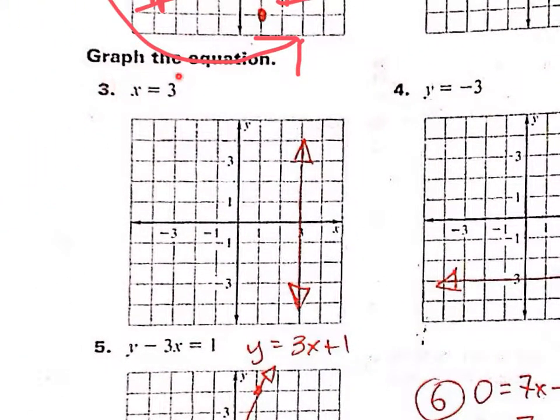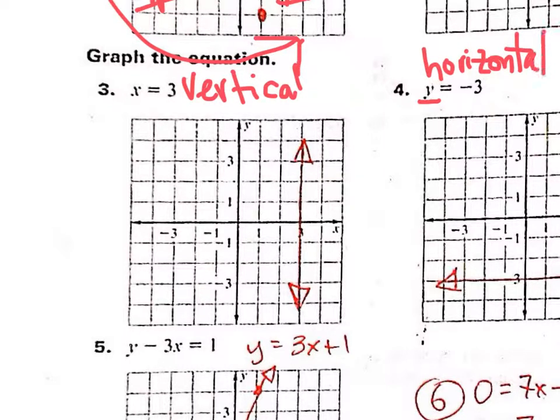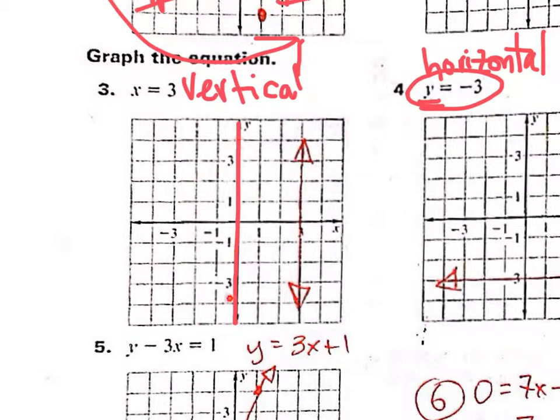So x equals 3. The horizontal and vertical lines are actually the easiest, but they're the ones that students tend to forget. So this is not just a point. This is a line. If it's x equals a number, it is always vertical. If it's y equals a number, it is always horizontal. You can remember that because it is opposite the axes. The y-axis goes up and down, yet y equals a number is going to be horizontal.